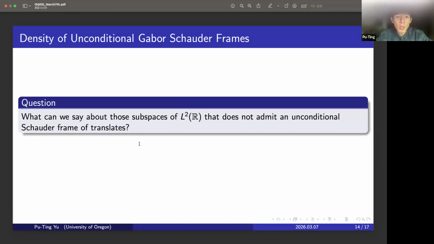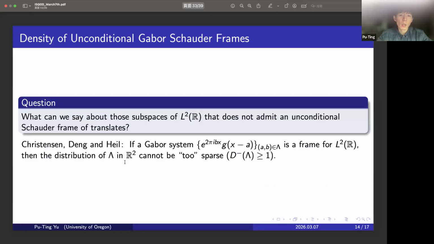Now to proceed, let's take a closer look at how Christensen, Deng, and Heil proved their result. The way they proved it is that if a Gabor system is a frame, then the distribution of the set of time-frequency shifts cannot be too sparse, so the lower Beurling density has to be at least 1. But when you try to extend this idea to subspaces, this method completely breaks down, because you can easily find a Gabor system which forms a frame for its closed span with lower Beurling density equal to 0. So being a Gabor frame for just its closed span need not be very dense in R2. But still, these ideas provide some insight into how to say something about those subspaces of L2(R) that do not admit an unconditional Schauder frame of translates.